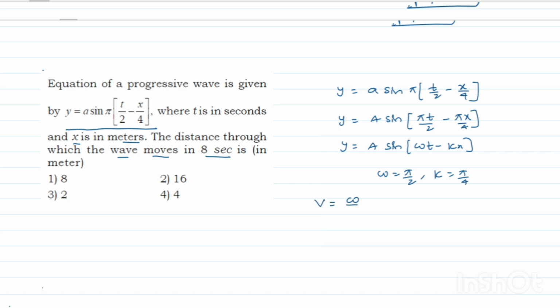The velocity of the wave formula is the ratio of omega by k. The omega value is pi by 2 and the k value is pi by 4. You just reverse this one, 4 by pi, so pi gets cancelled, 2 times, so the velocity of the wave will be 2. The distance through which the wave moves in 8 seconds, they are asking. Distance equals speed into time. The speed we already calculated as 2, into 8 seconds, 2 eights are 16 meters. So 16 meters is the correct answer.